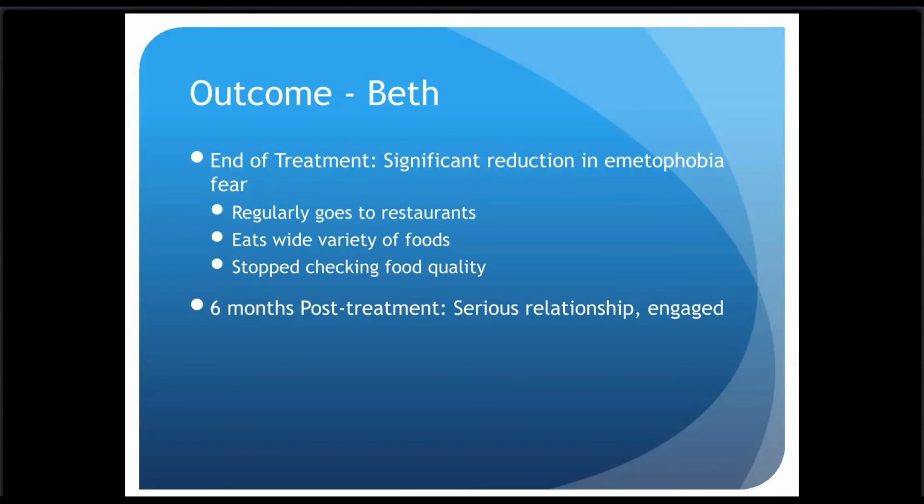Okay, so just a little recap on how Beth did in treatment, and then I have one more case illustration, and then there'll be some time for questions. So at the end of treatment, Beth was doing great. She regularly goes to restaurants. This was a long time ago and I haven't kept in touch with her, except that at 6 months post-treatment, she was doing well. She was in a serious relationship and was engaged, which was what she was aiming for as part of her treatment: to be able to more fully engage with her religious community. She was not in what I would consider conflict with the religious values that she was part of.